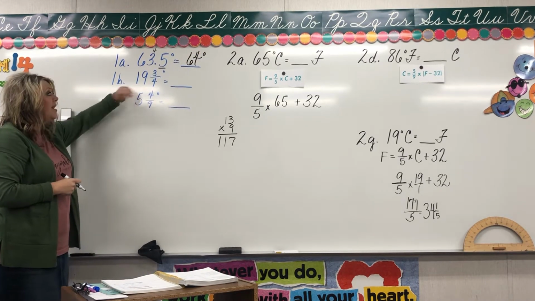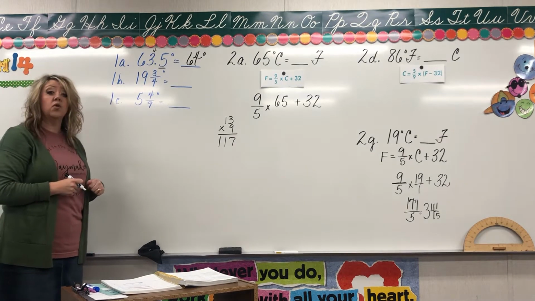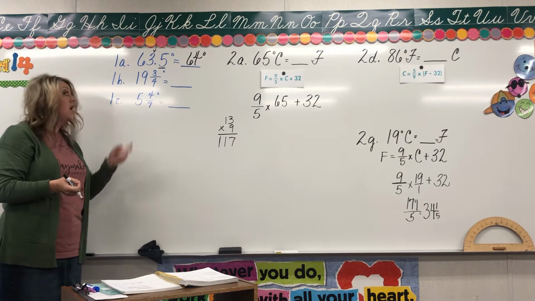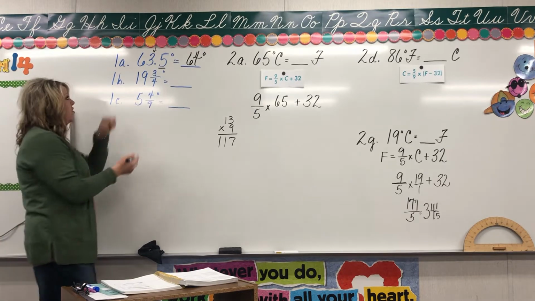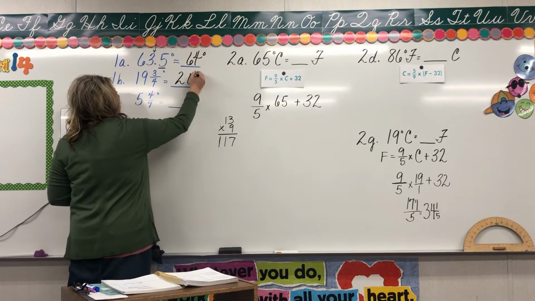For letter B, you've got 19 and 3/4. We know that 3/4 is equal to 75 hundredths. 3/4 is greater than 1/2. Therefore, that rounds to 20 degrees.